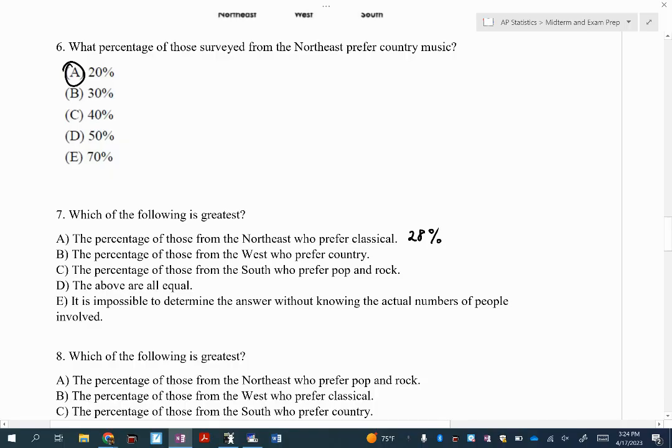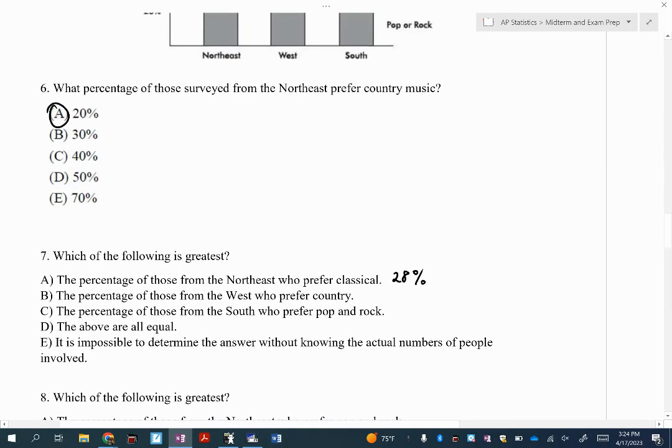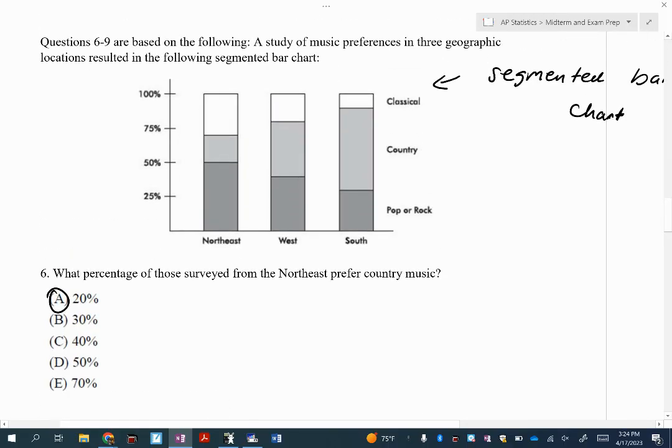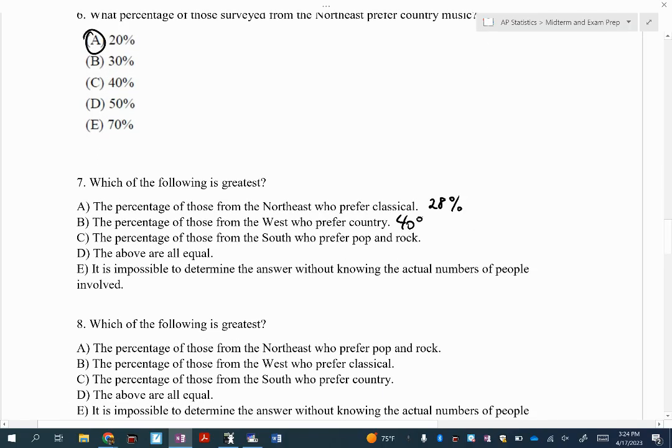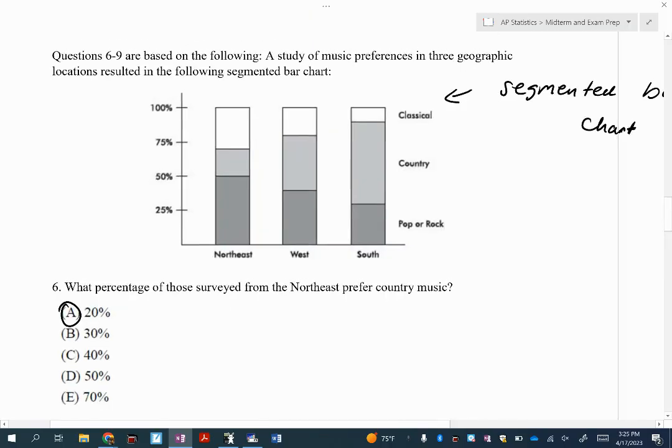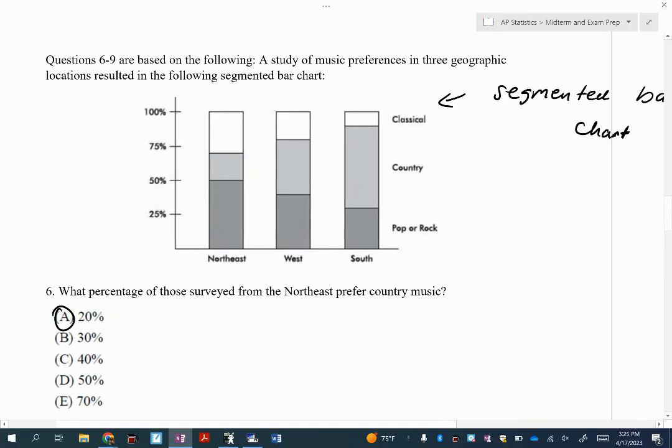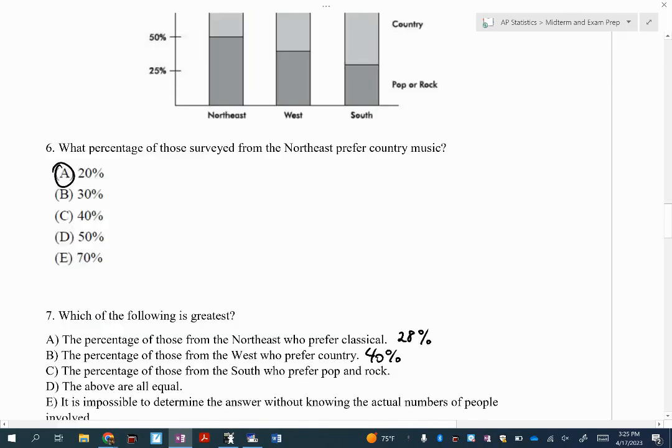All right, now go to the West, and it says West who prefer country. So what about this one for country? What do you guys think this low one is? 40? You think 40? To 80? Can I say 40%? Roughly 40%. Okay. And then from the South, who prefer pop or rock? 30%? It's a little above 20. 30%?